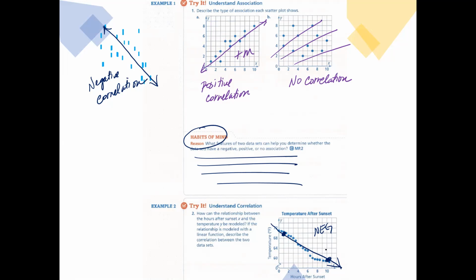So the relationship here is the longer time has passed after the sunset, the lower the temperature is outside.